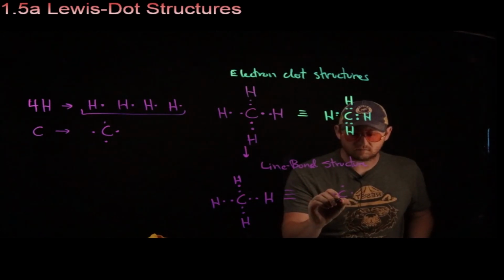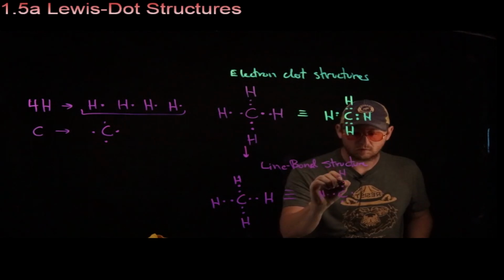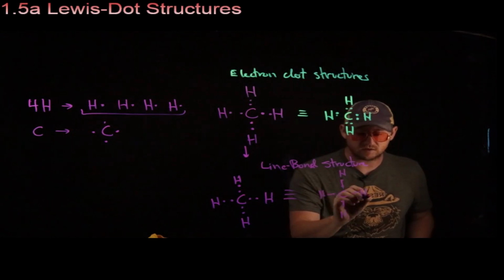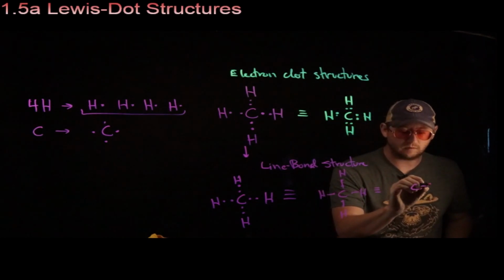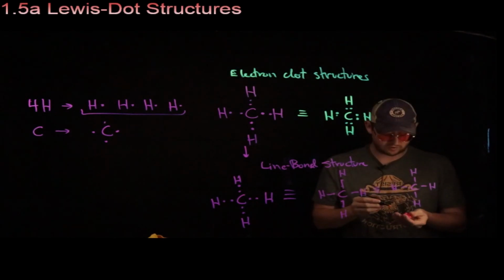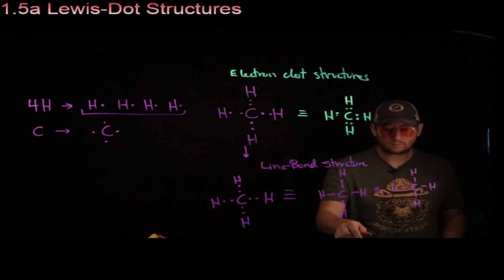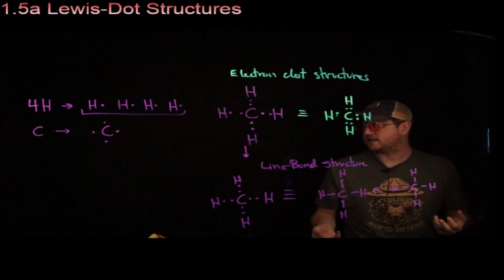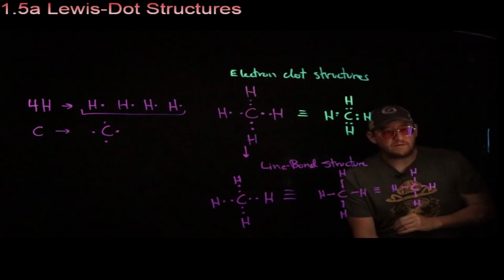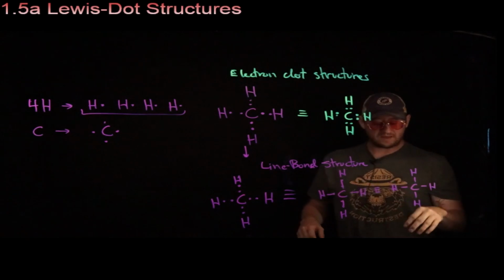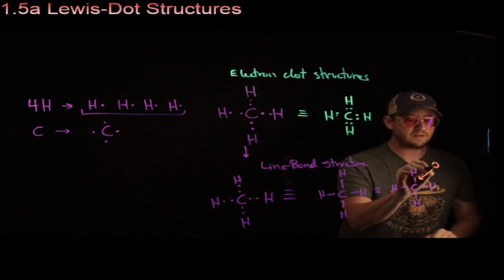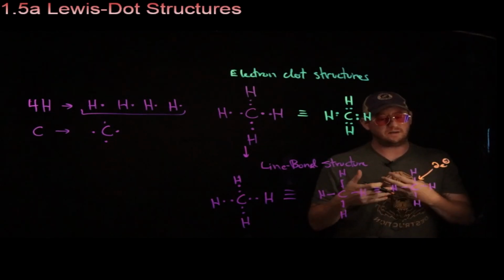So I'll draw it again. And now we connect the lines. And so we have carbon bonded to 4 hydrogens. So that's another way of drawing the same thing. Both of these forms are effective. Both of these forms tell you the same thing. Anytime you see a line between 2 atoms, there are 2 electrons bonded between those 2 atoms.